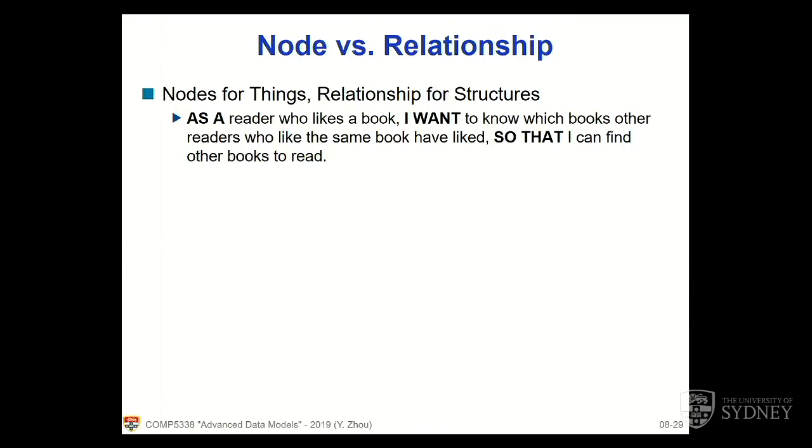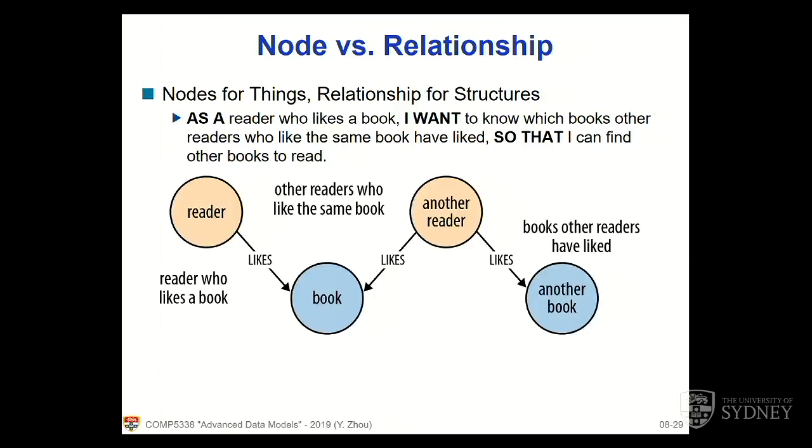Okay, let's see how we decide on node and relationship. That's usually pretty easy, and most of the time very obvious. When you see something, you know this looks like a node and this looks like a relationship. Basically, nodes are for things, and relationships are for structures. So say it's a system where we're modeling users reading or liking books. As a reader who likes a book, I want to know which books other readers who like the same book have liked, so that I can find other books to read. It's like recommendation, how we can recommend books.